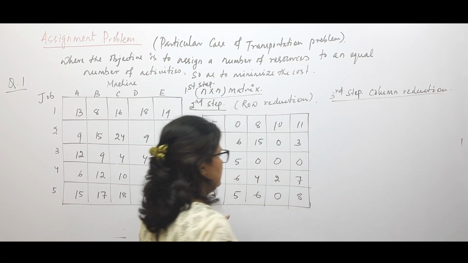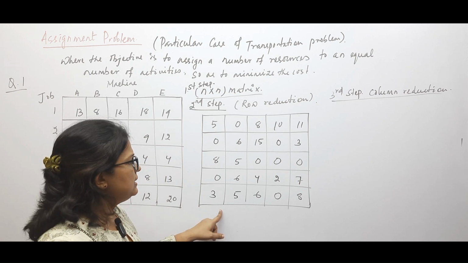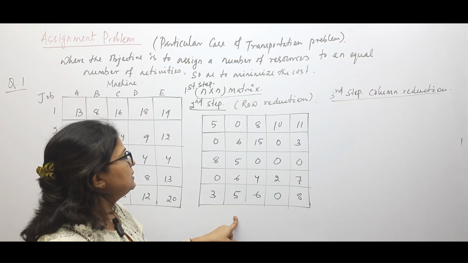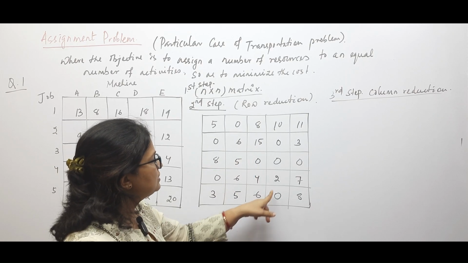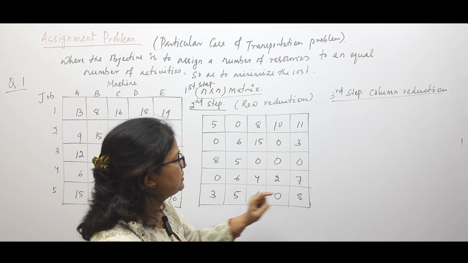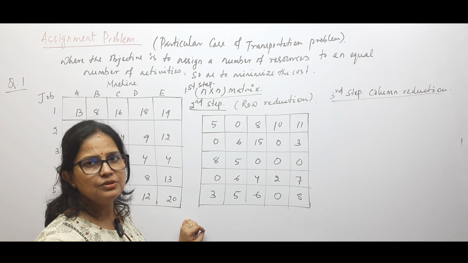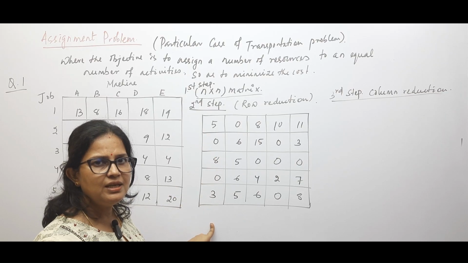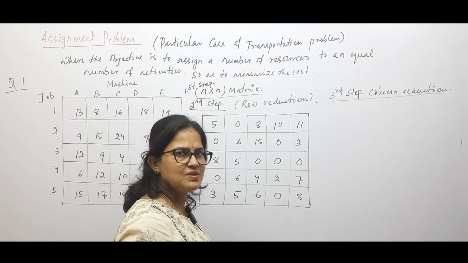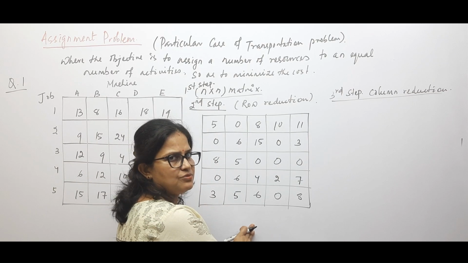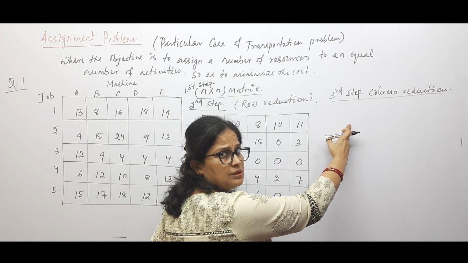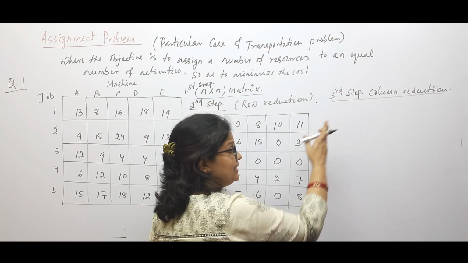What do I need to see here? If you see, in each column, if you check the least cost or the smallest number, we are having 0. So if you subtract 0 from each cell, there will be no change in the cell. So the matrix will be as it is. So no need to go for the column reduction in this case.